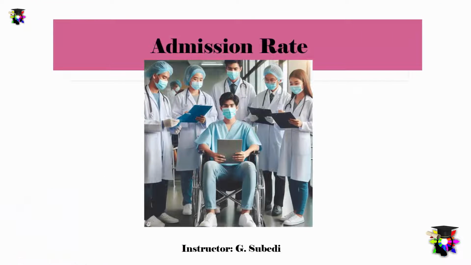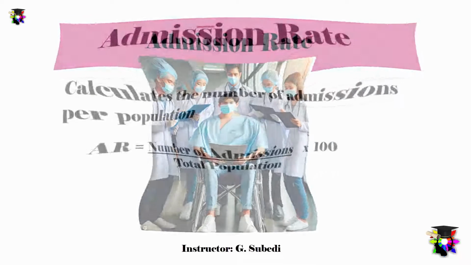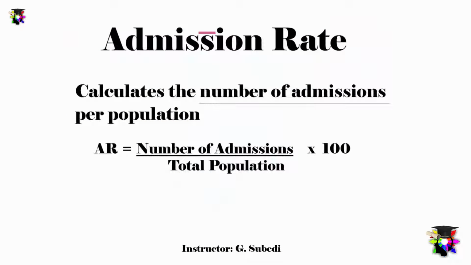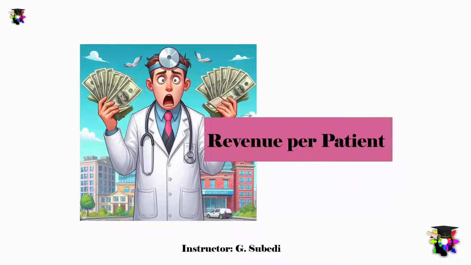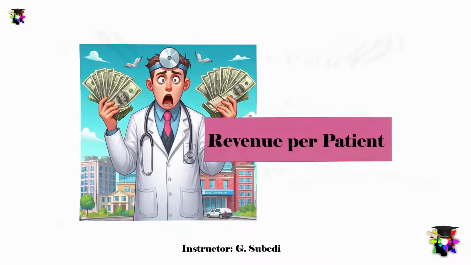Another important KPI we have is admission rate, or AR. AR calculates the number of admissions per population. We divide the number of admissions by total population and then multiply by 1000 for a standardized rate of AR. AR provides insights into the demand for hospital services relative to the population. Healthcare planners use AR to anticipate resource needs, plan for capacity, and allocate resources effectively in response to changing demographics or health trends.